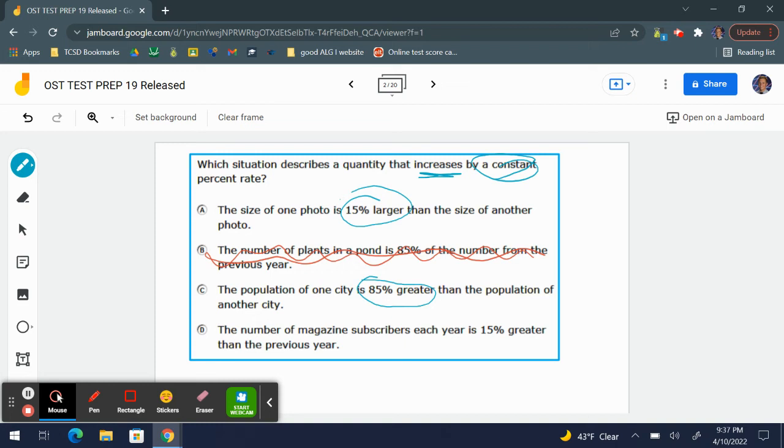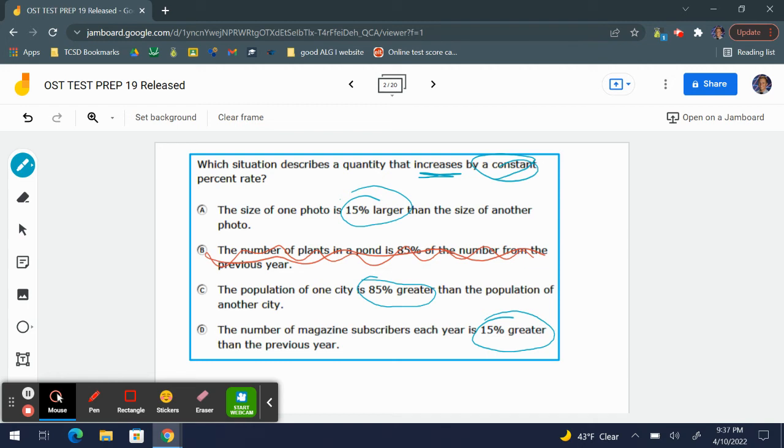And then last but not least, choice D says the number of magazine subscribers each year is 15% greater than the previous year. So here we have, again, that increase, 15% greater. So there's your increase. And then this is comparing each year from the previous year. So yes, eventually it's going to be pretty wild, that growth.